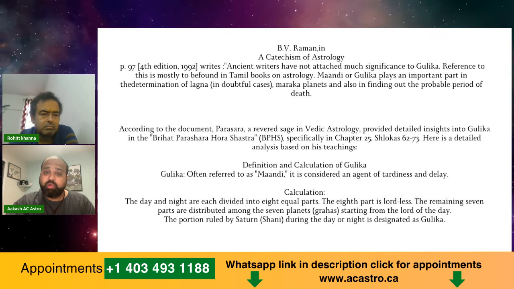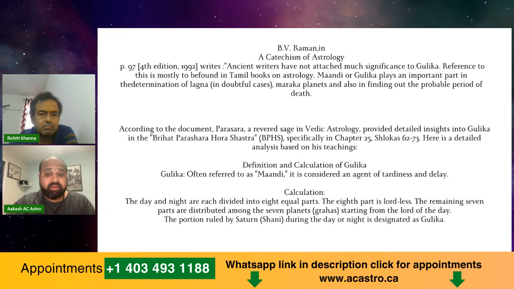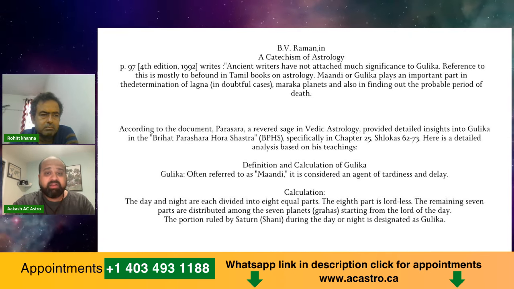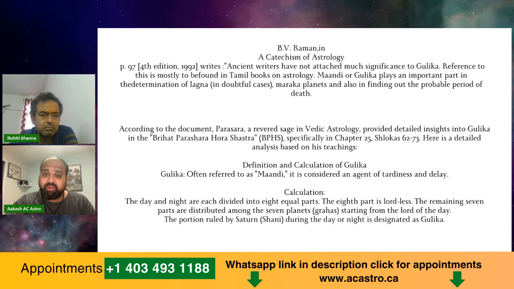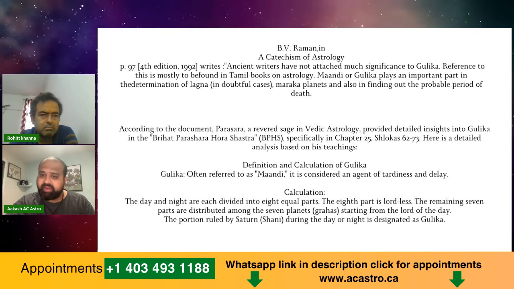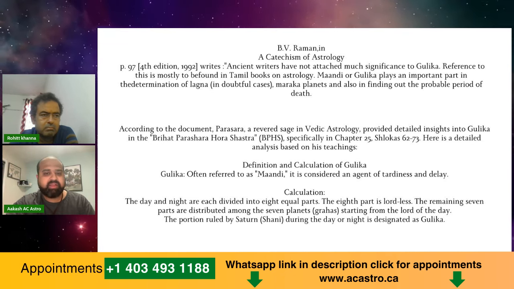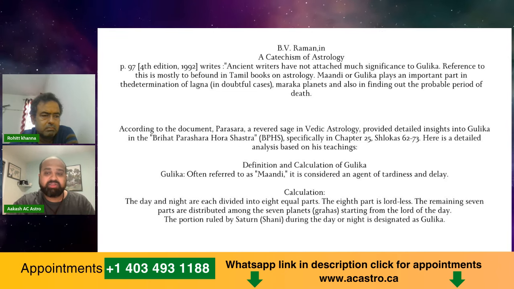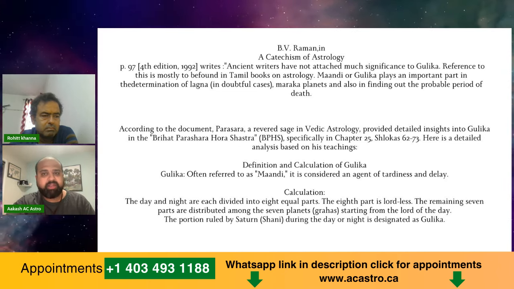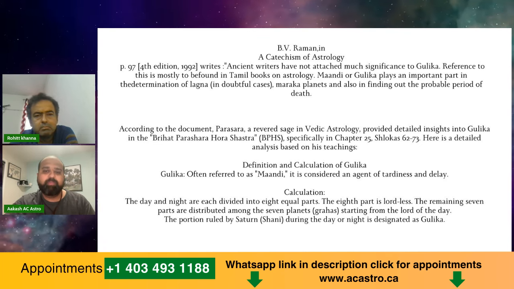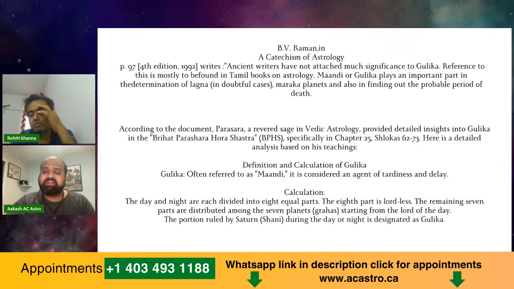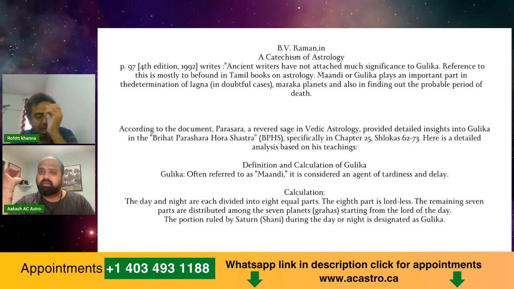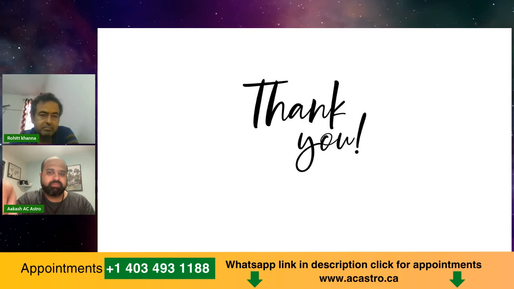Definition and calculation of Gulika. Gulika, often referred to as Mandi, is considered the agent of tardiness and delay. The day and night are each divided into 8 equal parts, which I told in the beginning also. The 8th part is lordless. The remaining 7 parts are distributed among the 7 planets, starting from the lord of the day. If it is Monday, Moon. If it is Wednesday, Buddha. The portion ruled by Saturn, Shani, during the day or night is designated as Gulika. This is the calculation of Gulika.